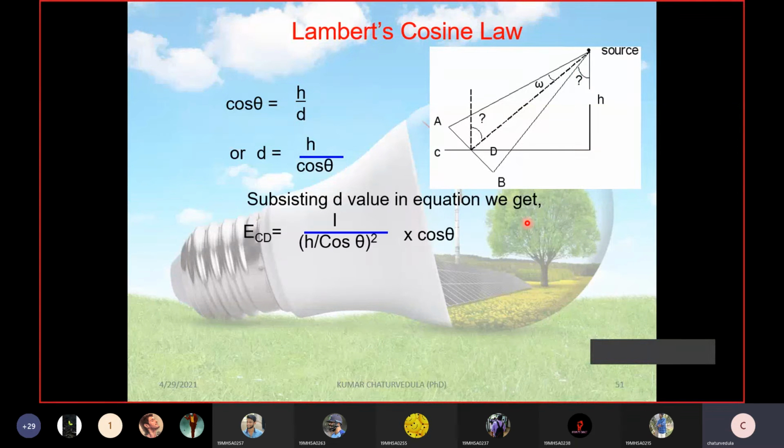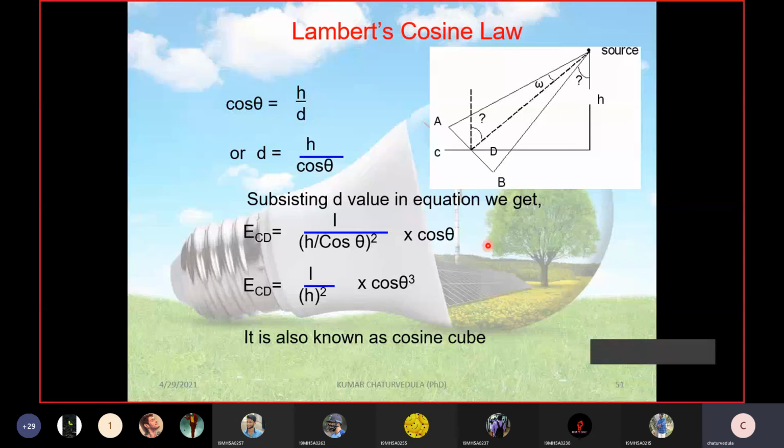So we are going to replace that here. So E_D is equal to I by H by cos theta whole square, times cos theta. So it becomes I by H square into cos cube theta. This is another way of representing Lambert's cosine law in terms of height. In terms of distance, it is I by D square cos theta. In terms of height, if they ask the question, then it is I by H square cos cube theta.